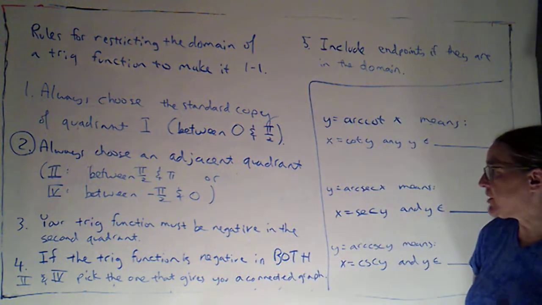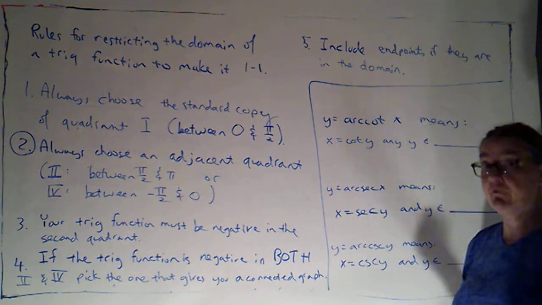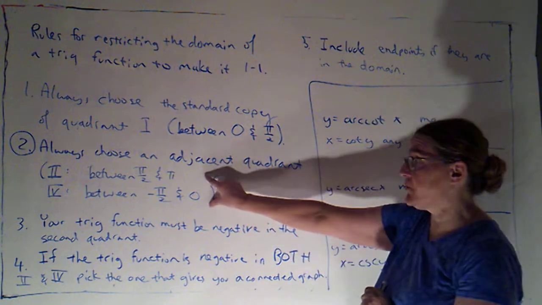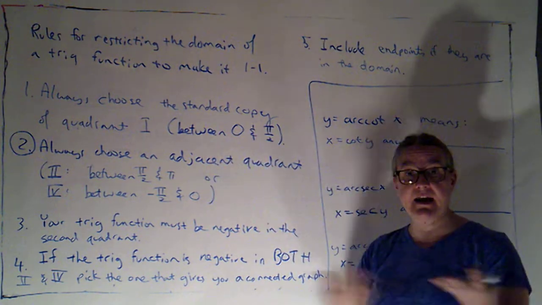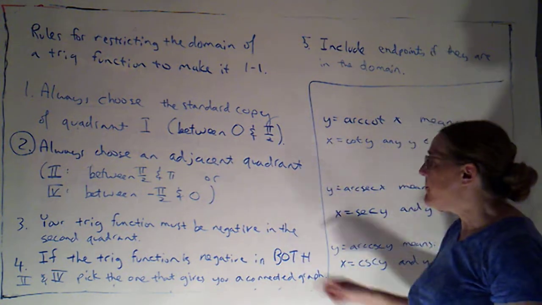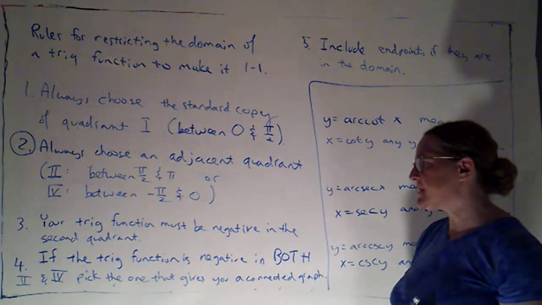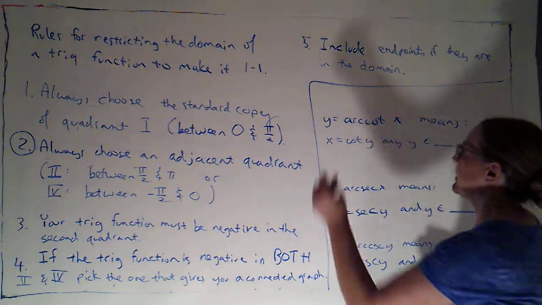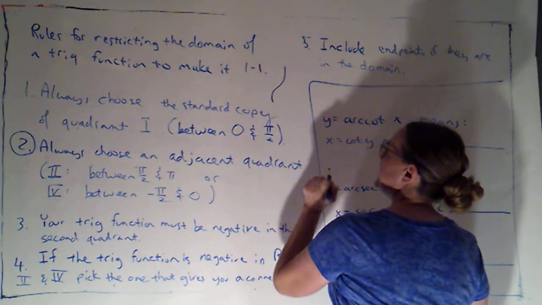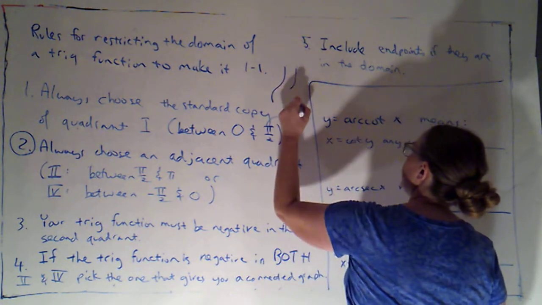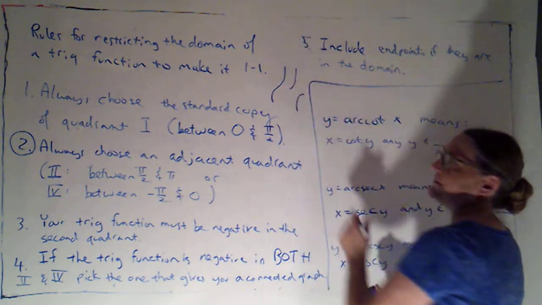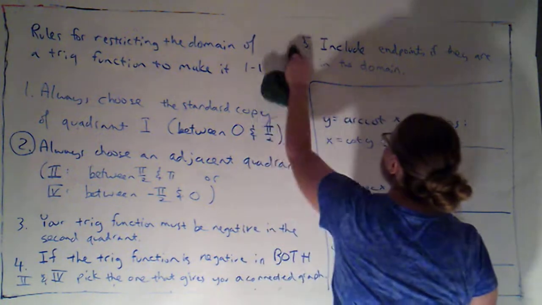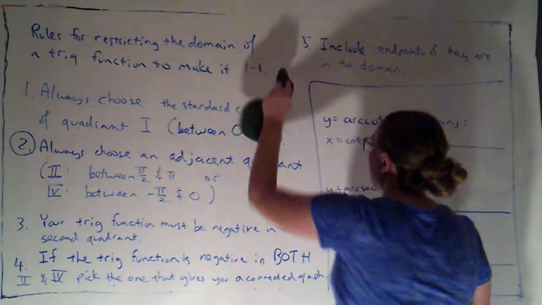Rule 4, if the trig function is negative in both 2 and 4. We ran into that with tangent. Tangent is negative in both of these quadrants, so I could get my negative values in either one, but we determined that choosing quadrant 4 was the better choice because that gave us a connected graph. We got a piece of graph that looked like this instead of having something like this and then something like this with an asymptote smack dab in the middle. So if we can get a connected piece of graph, we always will.